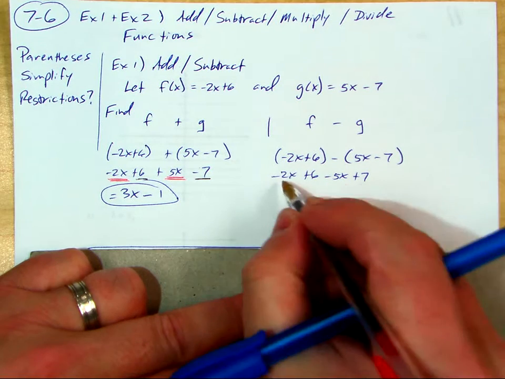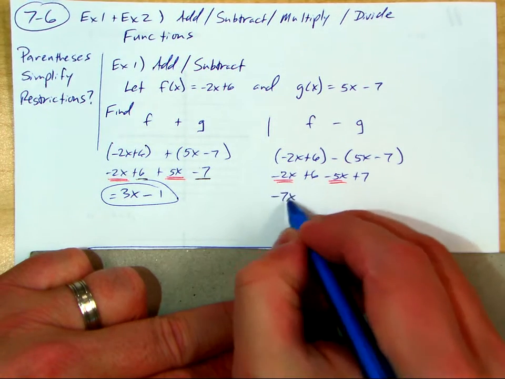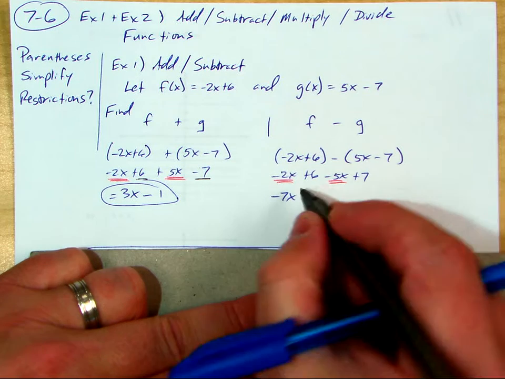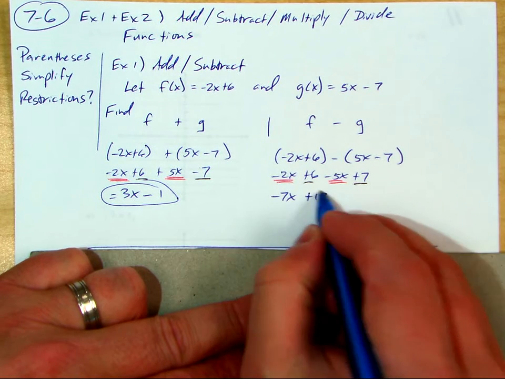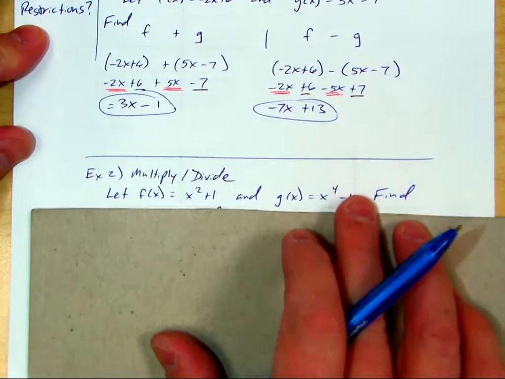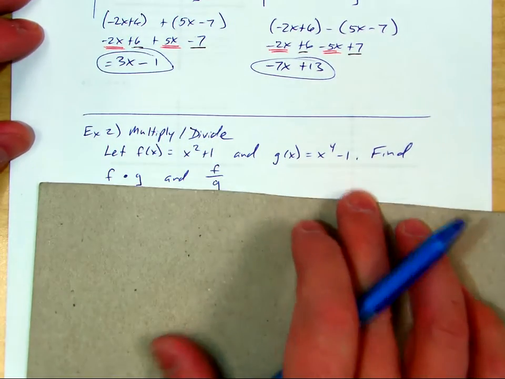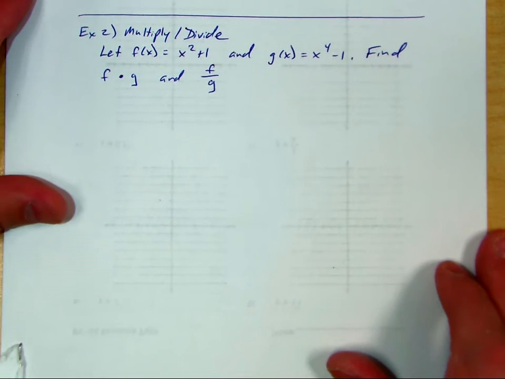So let's do like terms again. Negative 2 minus 5 is negative 7x. And 6 plus 7 is going to be plus 13. Okay? Let's do the same thing with a couple of different functions now, but let's multiply and divide these two.